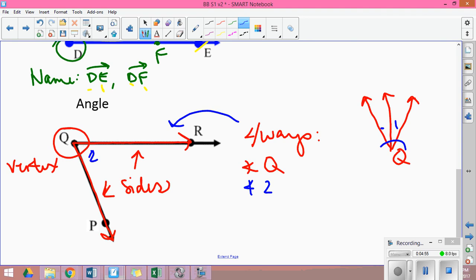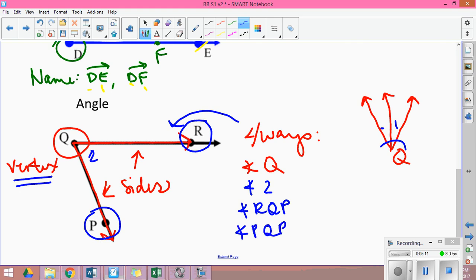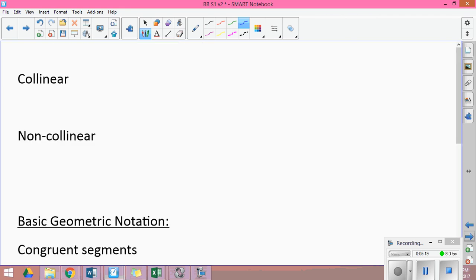The other way we name angles is we keep the vertex in the middle and we use any 2 points on the sides. So we could say angle RQP, see how that vertex is in the middle? Or we can go the other way and we can say angle PQR. And those are all the same angle. This is a very important concept as we move forward in this course.